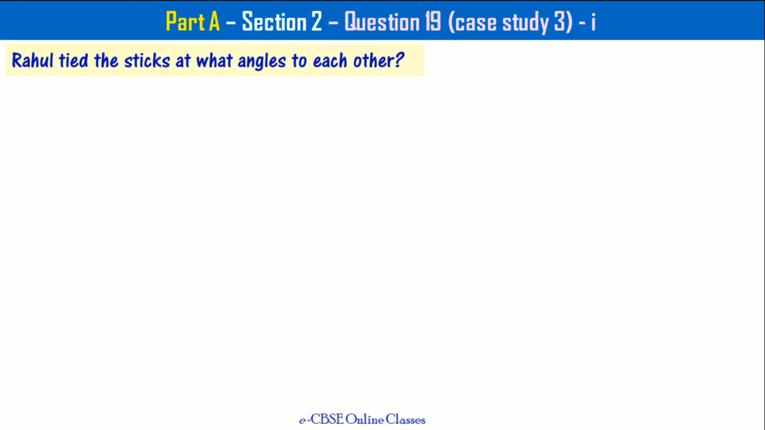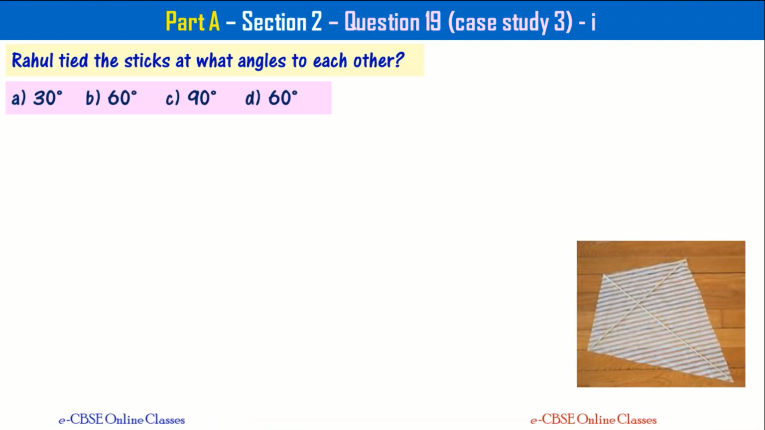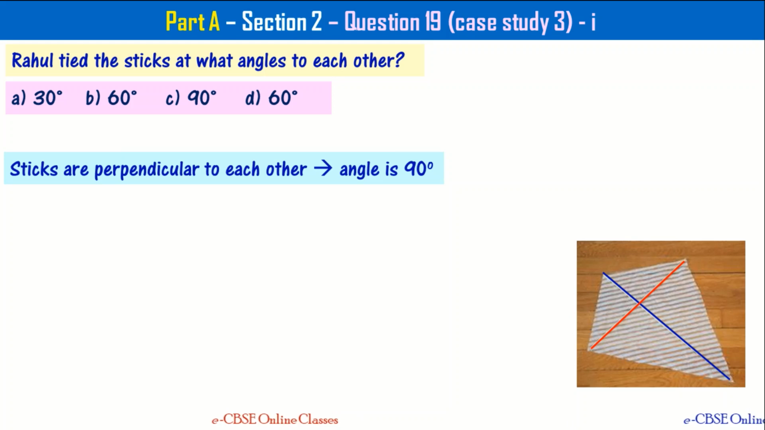Subpart 1. Rahul tied the sticks at what angle to each other is the question. And as you see here, I am marking the sticks using a blue color line and a red color line in the figure. As you see here, sticks are perpendicular to each other, right? It means the angle is 90 degrees. So choice C is the answer.